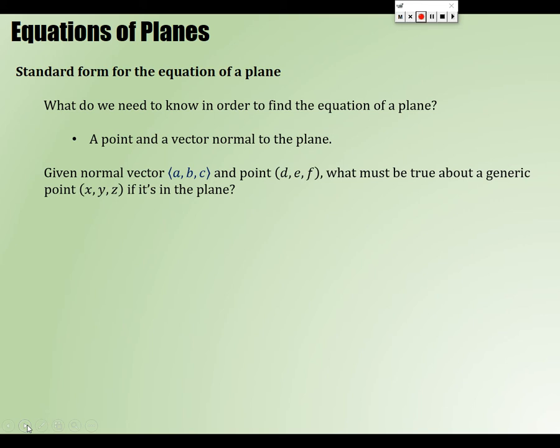So D, E, F is a point in the plane, and X, Y, Z is a generic point that we purport to be in the plane. And what I'd like to start, just go with me on this, I'd like to build a vector from the point given to a generic point X, Y, Z. So what is the vector from D, E, F to X, Y, Z? What are its components? Yeah, X, keep going.